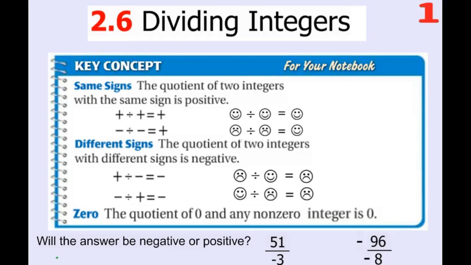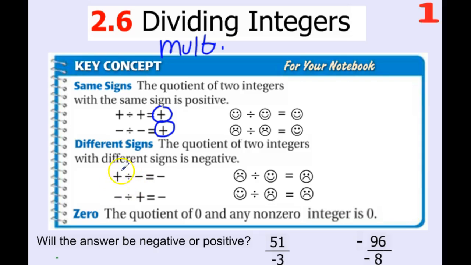Good afternoon. Today we are doing lesson 2.6, which is dividing integers. We have the exact same rules as we do for multiplying. I'm not going to go over these in detail. The only thing you need to know is the same sign, it's positive, so both negative or both positive, they multiply or divide to make a positive.